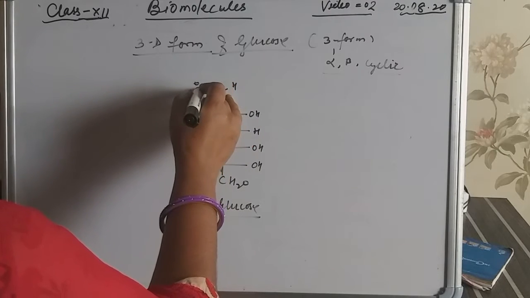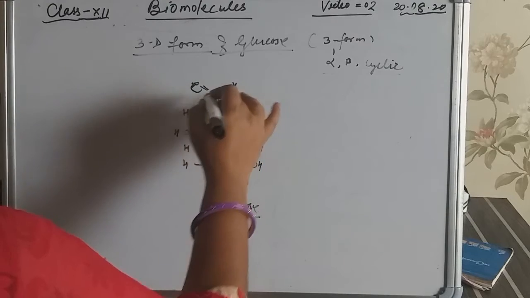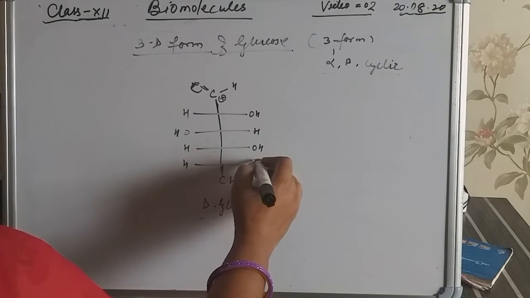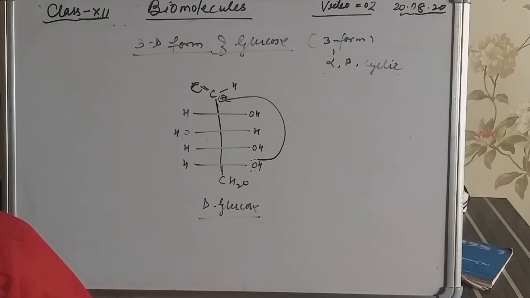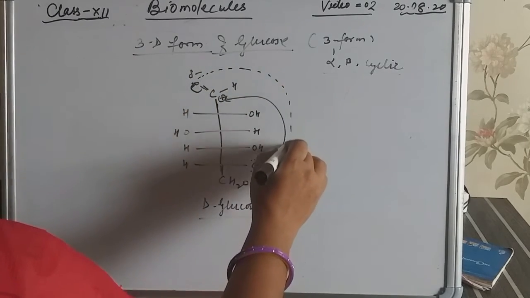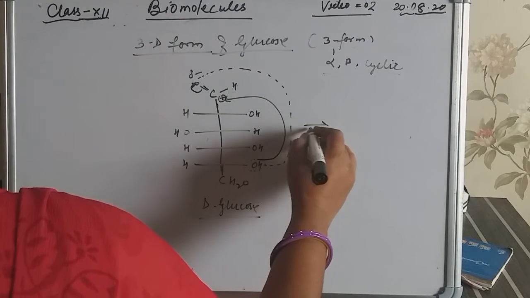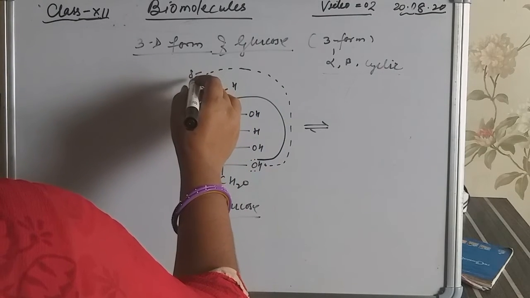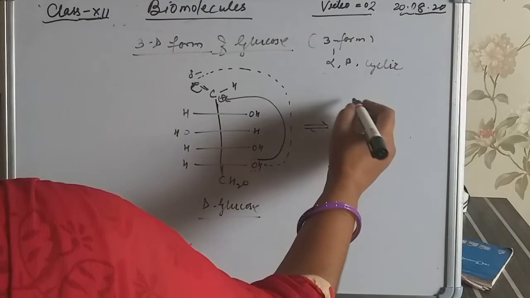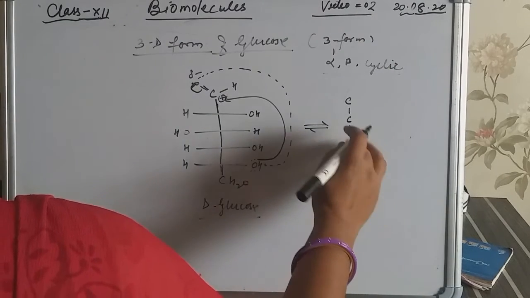Now we discuss the cyclic forms of D-glucose. Here the pi electrons go to the more electronegative oxygen, and a positive charge appears on the carbon. The lone pair present on this oxygen goes to satisfy this positive charge, and the oxygen, having acquired a negative charge by taking the pi electrons, gets connected by taking this proton. So one cyclic form is formed like this.